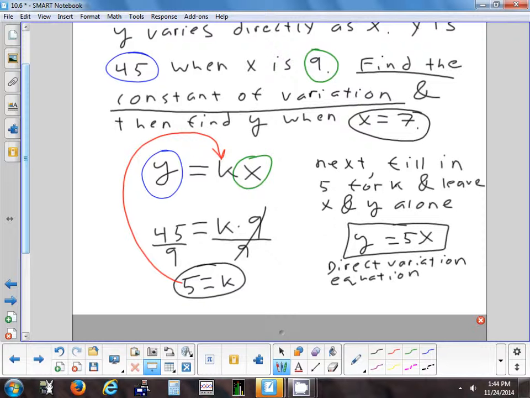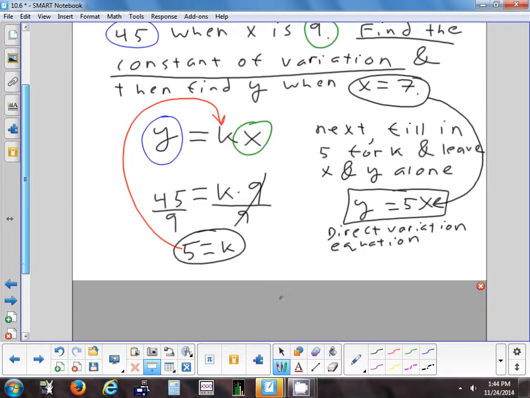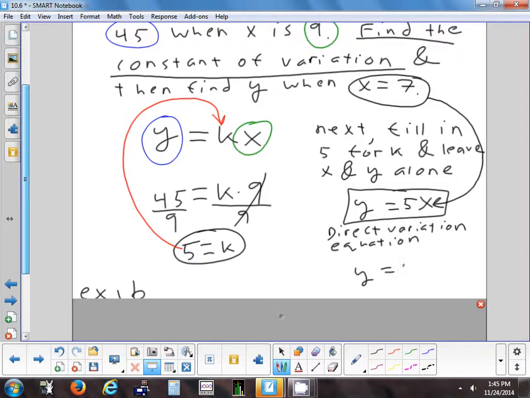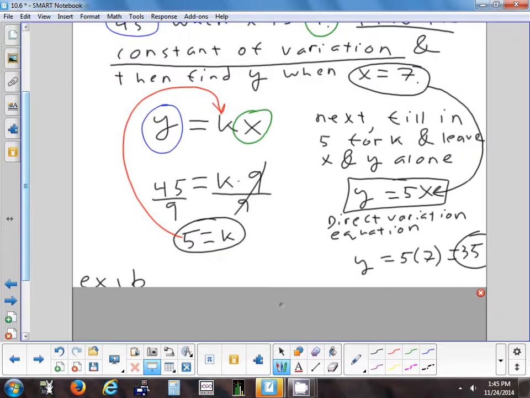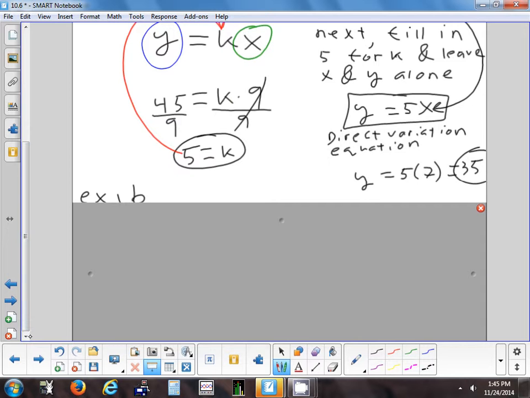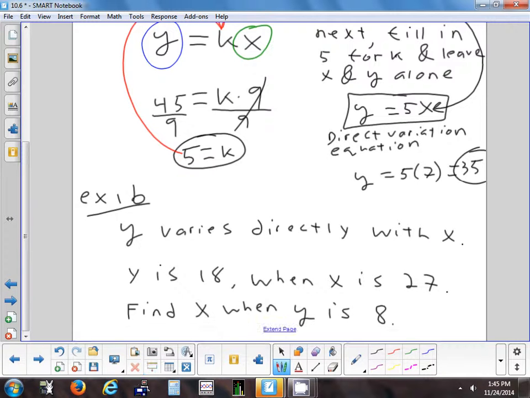What are you going to do with the 7? You're going to plug it in. So now you can find y. y equals 5 times 7, or y equals 35. So that one was 2 steps. First, you had to find k, the constant of variation, and then solve for y. So you have to read and see what it's asking for. Okay, try another one very similar.